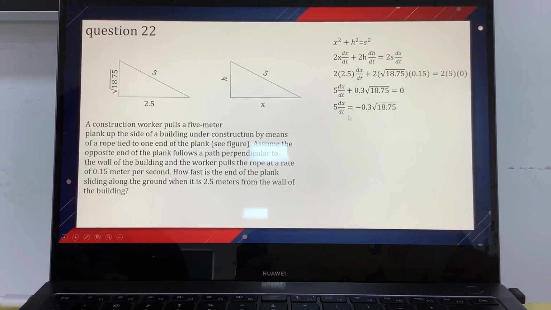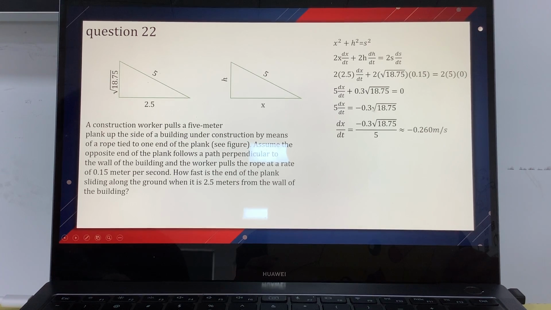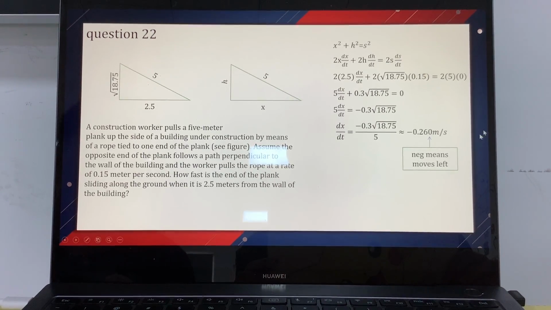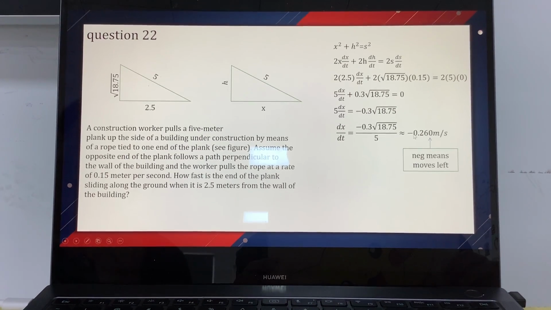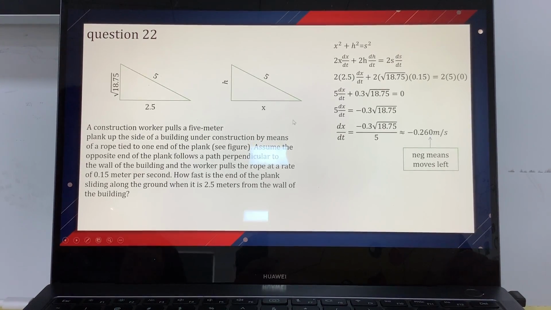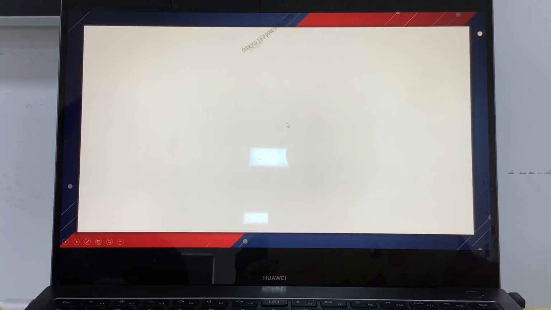So we can easily find the 5 dx/dt, and then we can divide by 5 and get negative 0.260 meters per second. This question is not hard. This negative means it moves left, not that it does not move, because in math, right means positive and left means negative.